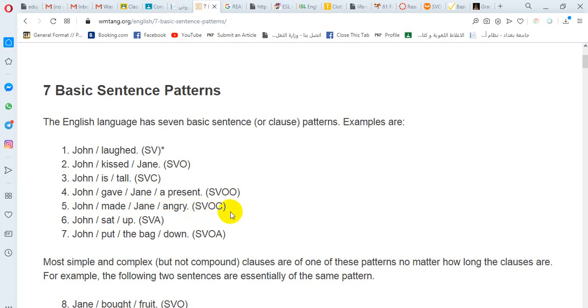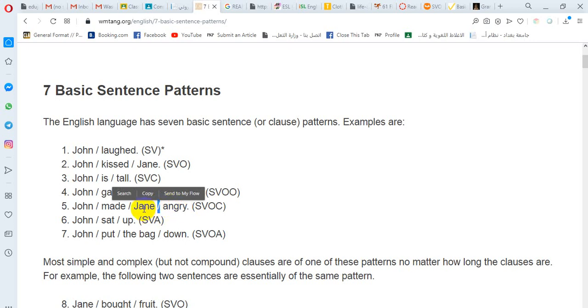Now, the fifth pattern is John made Jane angry. SVOC: subject, verb, object, and complement. Like John made Jane angry. How can I differentiate between pattern number 4 and pattern number 5? It is very easy. You can make a small test by putting here what? Verb to be. As you know, it can be is, are, am, was, were, whatever. Jane is third person singular, so I put "is": Jane is angry. If you put "is" here, then the sentence also works.